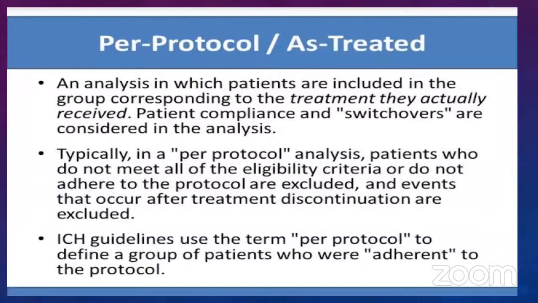Then we have the per protocol or as treated analysis. That is, whatever happens in the trial is taken into account. A patient who changed arms or a patient who was lost to follow-up is removed from the analysis, or given to the arm according to which the patient was actually treated. That is called a per protocol or as treated analysis.